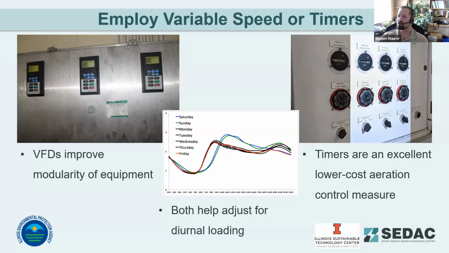Timers are an excellent low-cost way to account for this. We see this in lagoons particularly, where they can take advantage of kicking on aeration for less time during the overnight hours, and during the day those blowers are scheduled on more often. This prevents wasting energy by providing more aeration to that lagoon than what's needed by running those mixers and aerators 24/7.